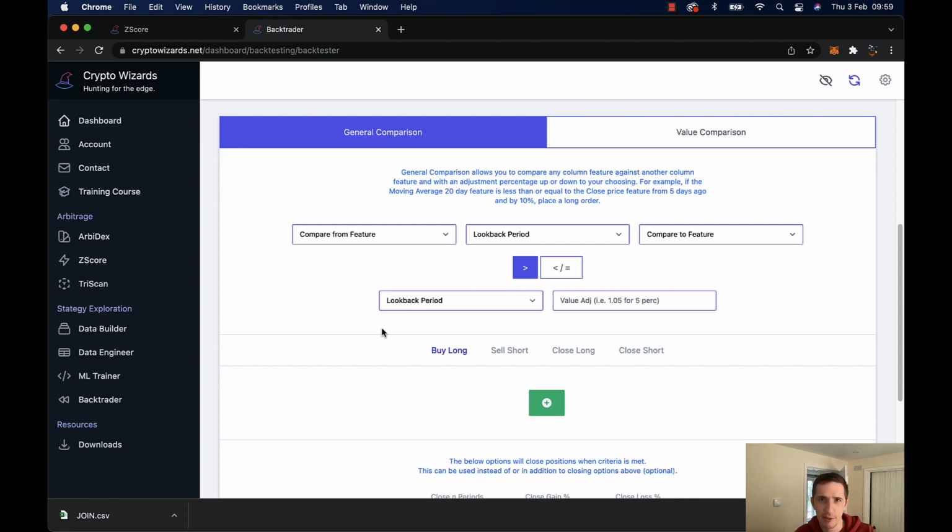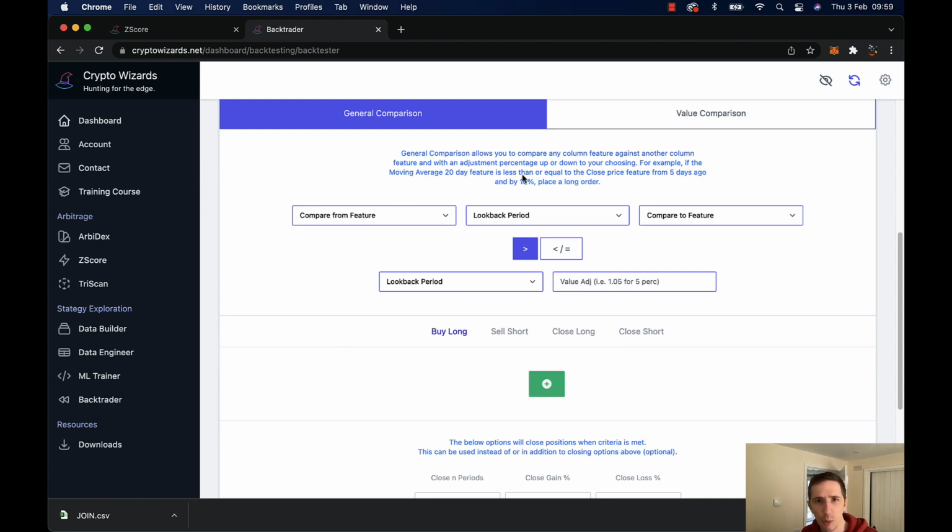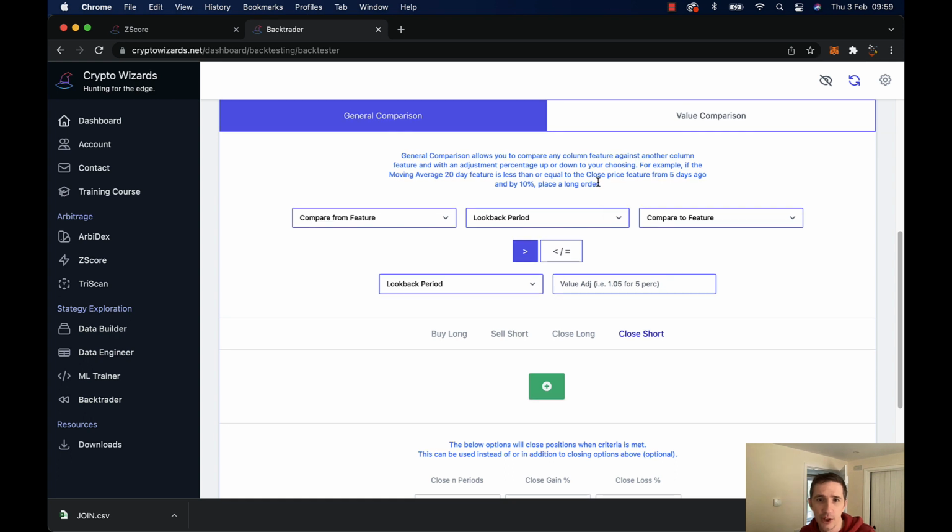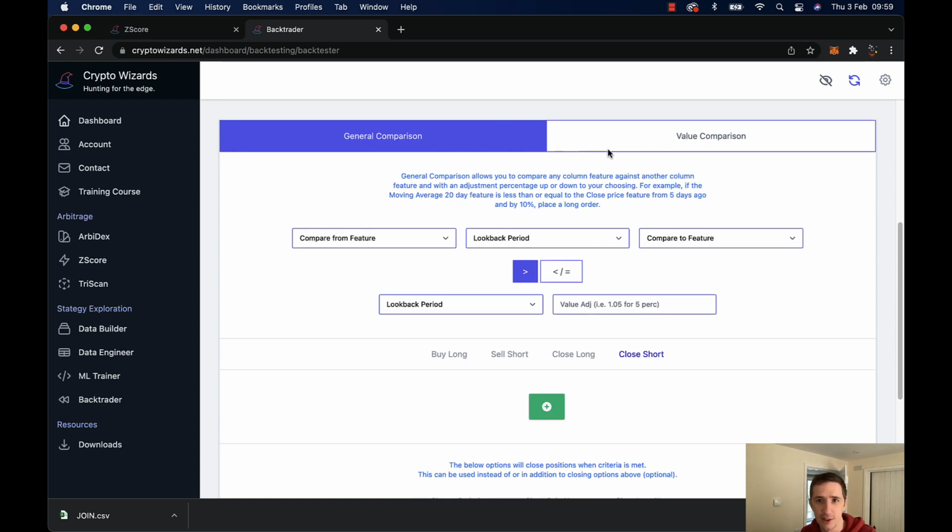But just here, let's give you the crash course. Here on the Backtrader, what you're doing in this section is defining what you want to trigger going long, what you want to trigger going short, when you want to close your long positions, and when you want to close your short positions. You'll notice there are lots of different varieties of ways of doing that.